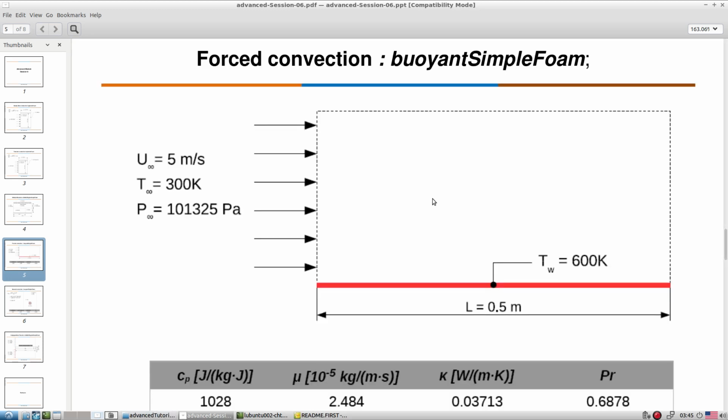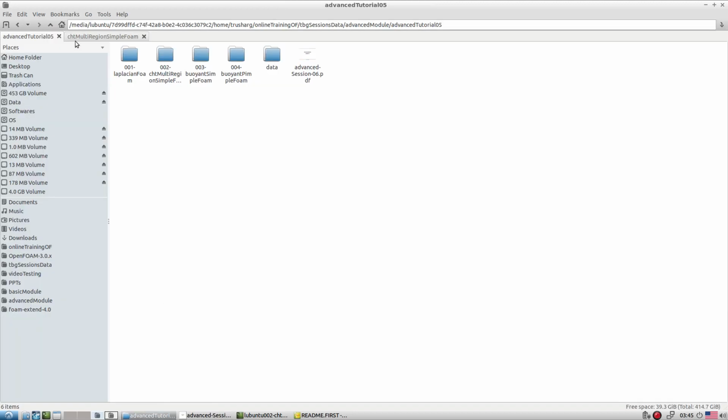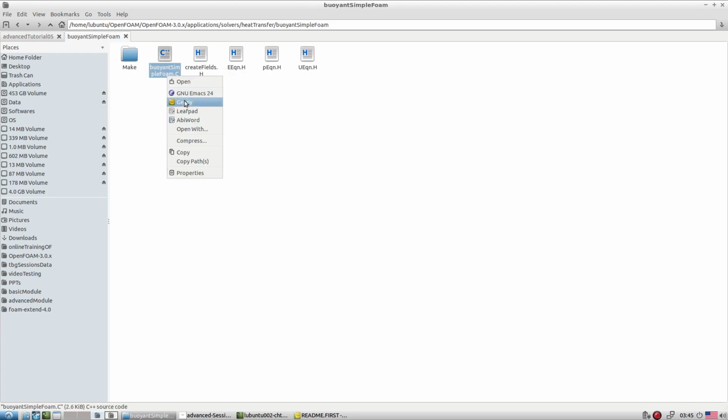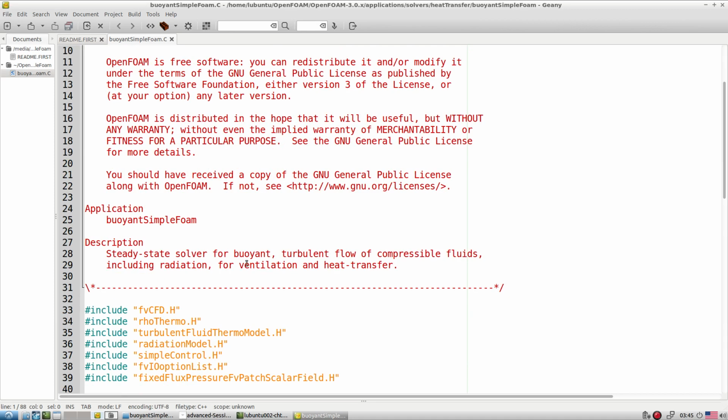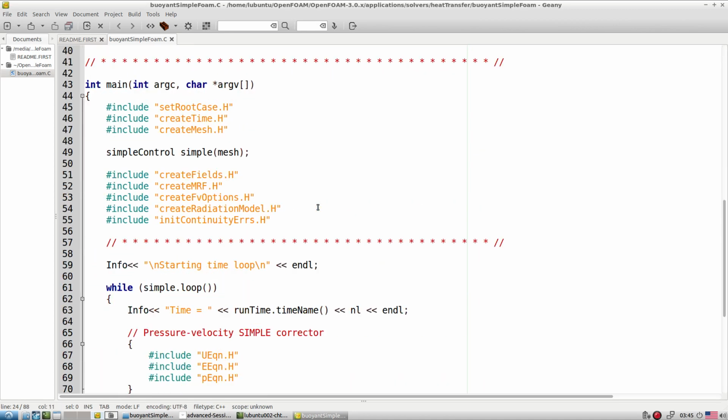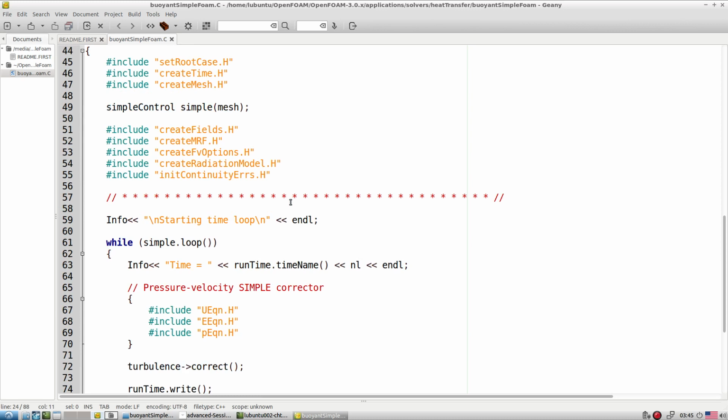Before that, let's explore this buoyantSimpleFoam, what exactly it's going to do. So here, go to the buoyantSimpleFoam area. Let's open this. It is a steady state solver for buoyant turbulent flow of compressible fluids, including radiation or ventilation or heat transfer phenomena. That is what we have.